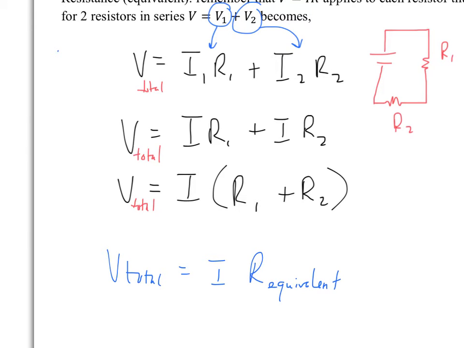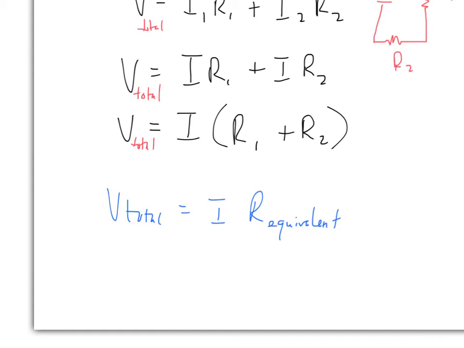We call that R equivalent. Simply put, REQ. So what we can do is take that circuit that I drew in red up there, and replace both of those resistors with one what's called a lumped resistor. Take the two resistors and simplify them into one resistor.